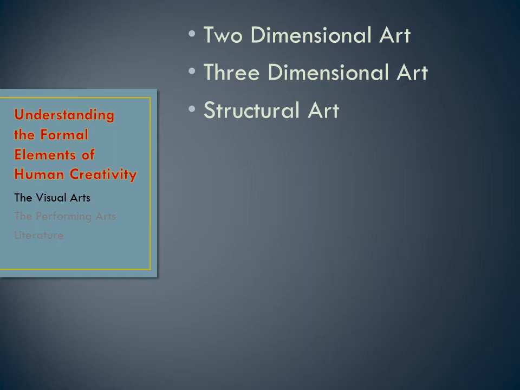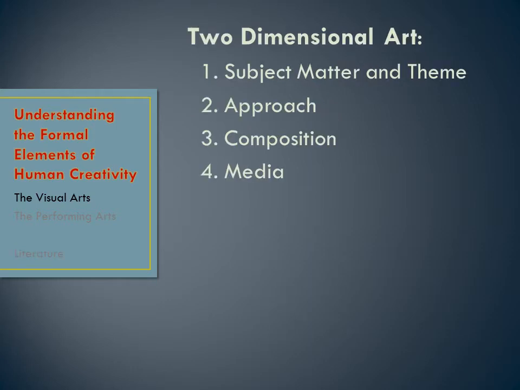In talking about the visual arts, we're going to divide the visual arts into three major areas: two-dimensional art, art that has width and length or height to it, art that is contained within a frame or is flat; three-dimensional art, which we could also refer to as sculpture; and structural art, which is really, we're talking about architecture. Let's begin first with looking at two-dimensional art in the next slide.